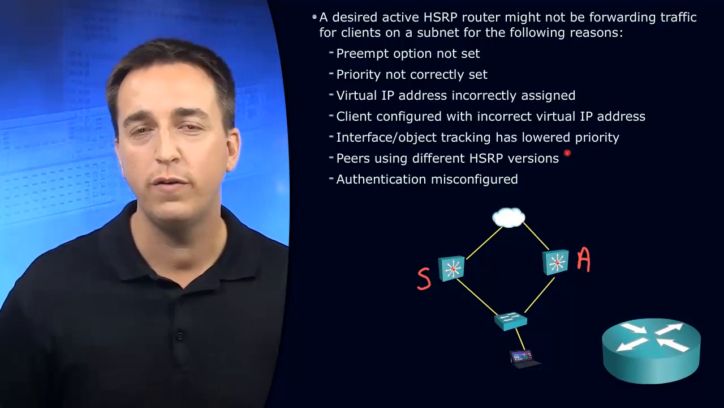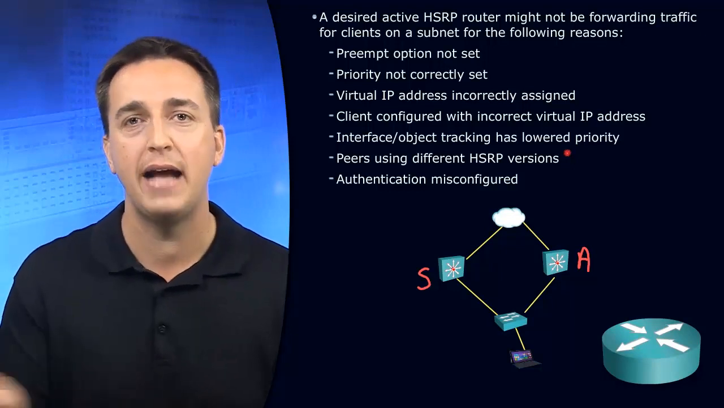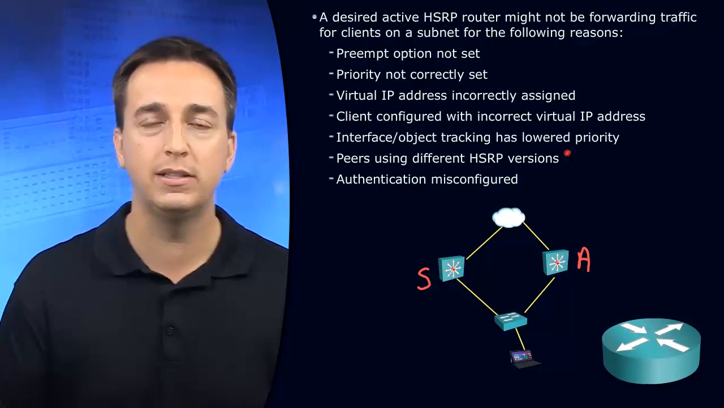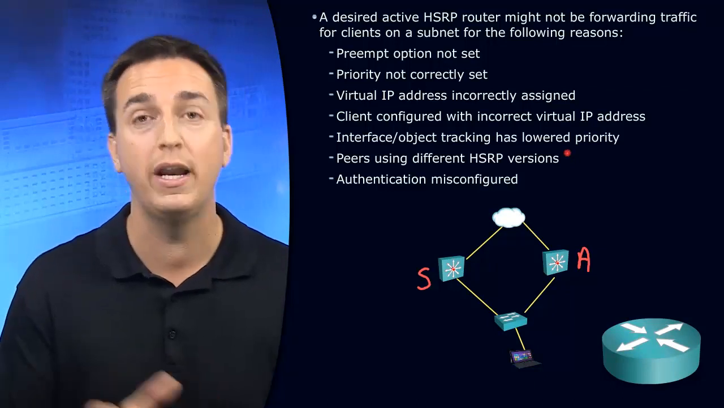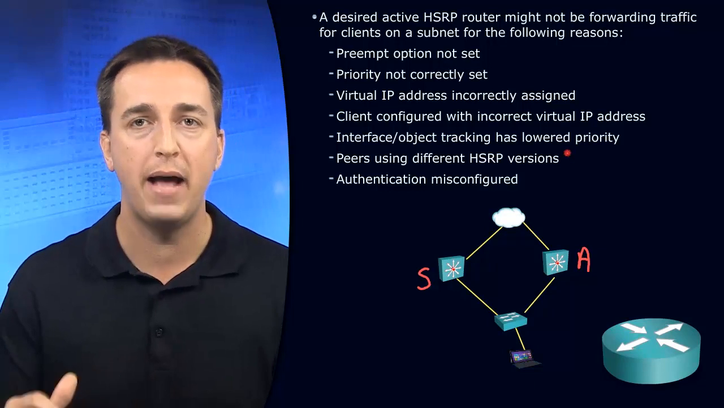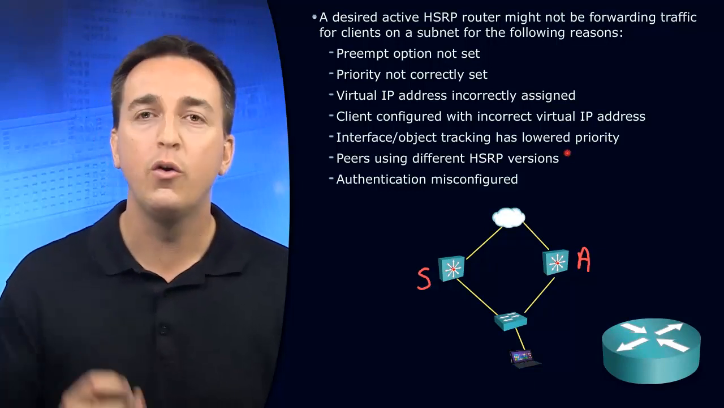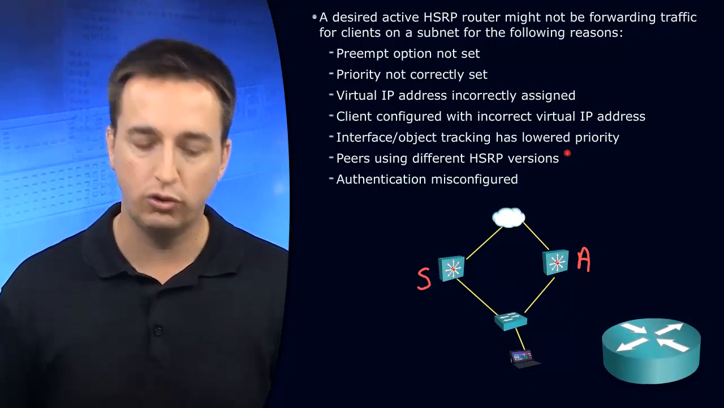And you'll be able to identify that based on the MAC addresses that are coming up in the syslog messages, because HSRP version 1 and 2 have completely different MAC addresses, and you need to be able to recognize those MAC addresses while troubleshooting.